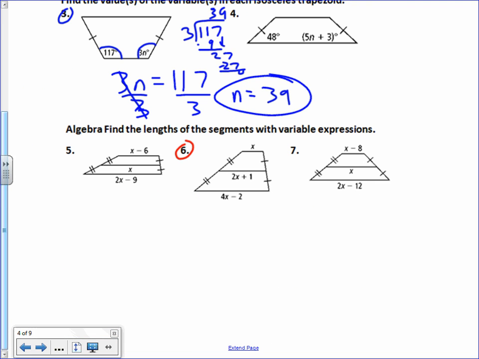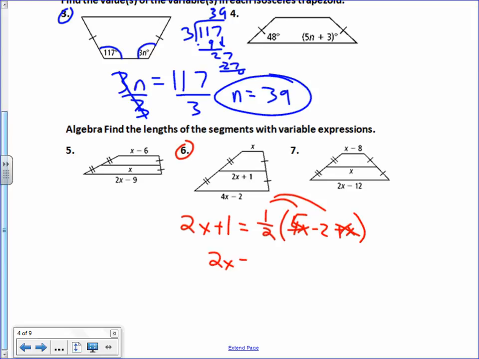So this mid-segment, 2x plus 1, has to be equal to half of 4x minus 2 plus x. Now again, you could make it a little bit different. You could say that 4x minus 2 plus x equals 2 times the 2x plus 1. There are just two different ways to do it. So this one here would actually be 5x total minus 2. And then I'll distribute, or you can multiply by 2 on both sides, whatever.